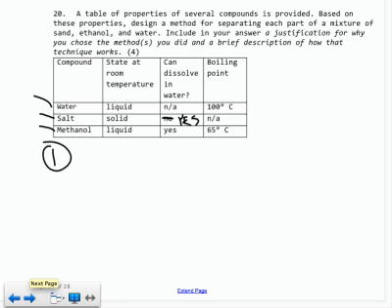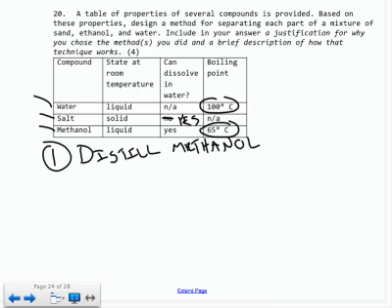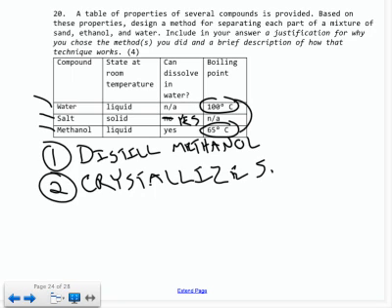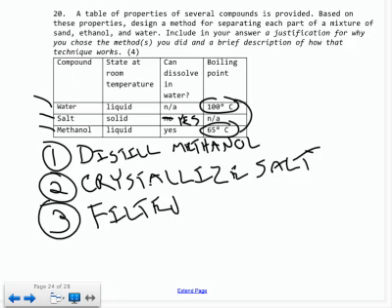First, you're going to separate the methanol, and you're going to do that by taking advantage of the different boiling points of the two liquids. So you're going to distill the methanol, and that's taking advantage of the difference in boiling points between those two liquids. Next, you would want to crystallize the salt, and you're going to do that by allowing the water to evaporate, and as the water evaporates, it can no longer hold the amount of salt that's dissolved. The salt will slowly return to its solid state, and then you could filter the solid salt from the water.